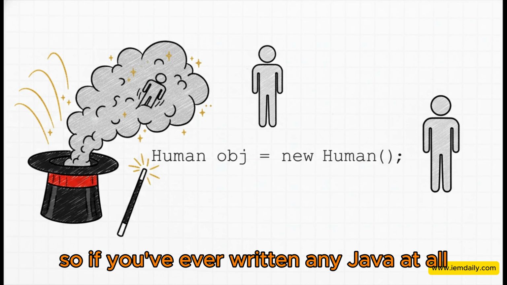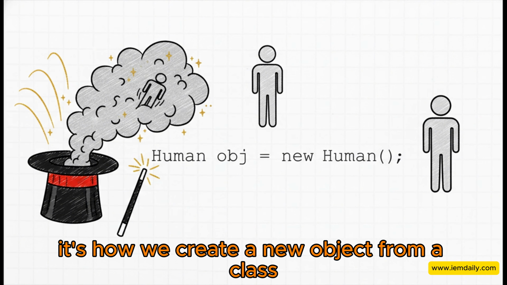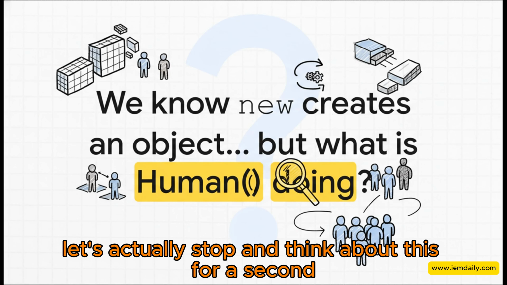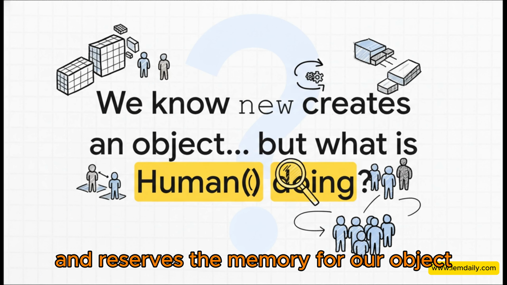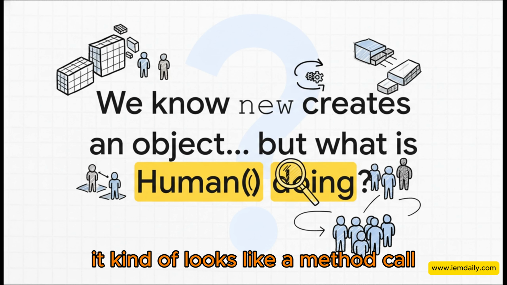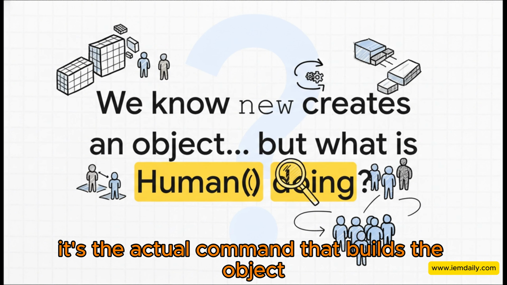So, if you've ever written any Java at all, this line should look super familiar, right? It's how we create a new object from a class. It feels automatic, almost like a little bit of magic. But let's actually stop and think about this for a second. We know the new keyword goes out and reserves the memory for our object. But what's the deal with that Human part? It kind of looks like a method call. But is it? It's not just there for looks. It's the actual command that builds the object.